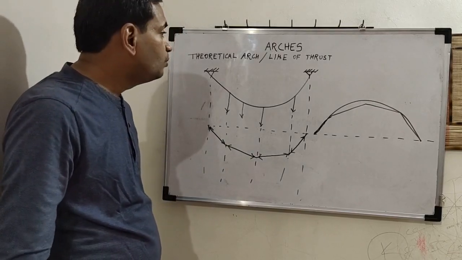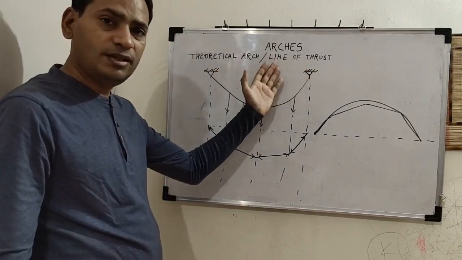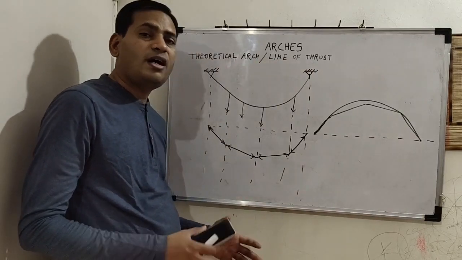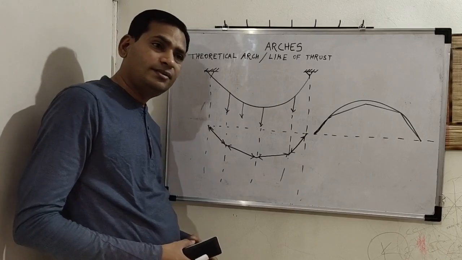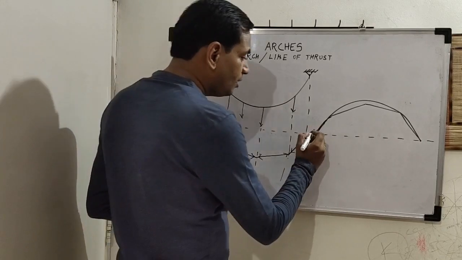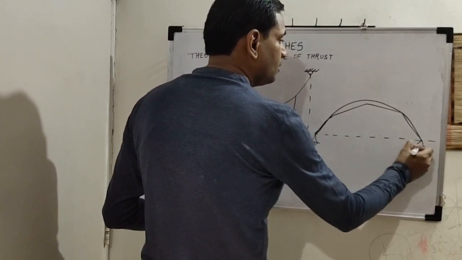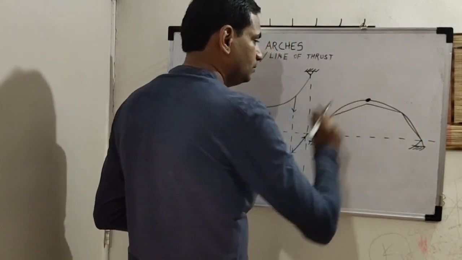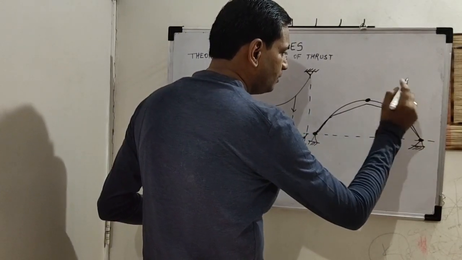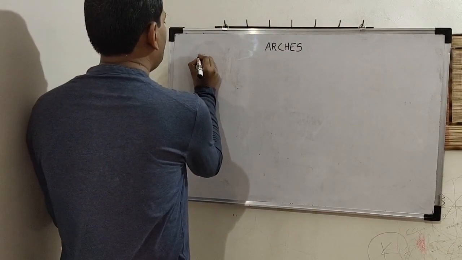Now, what are the different points that we need to remember? What is theoretical arch or line of thrust? Then we have to go to three hinged arches. Now what is a three hinged arch? A three hinged arch is an arch which is having three hinges, two at the supports and one at the crown. So these are three hinges which are provided to the arch. So now we will come to three hinged arches.